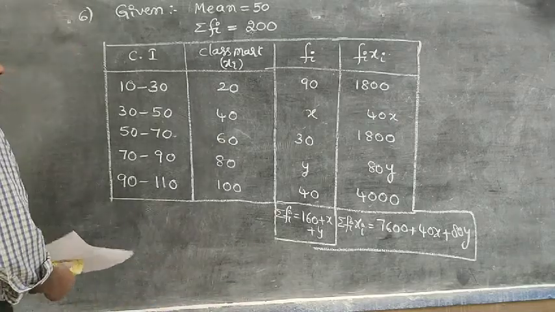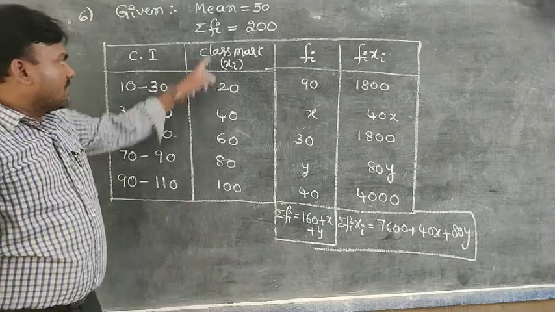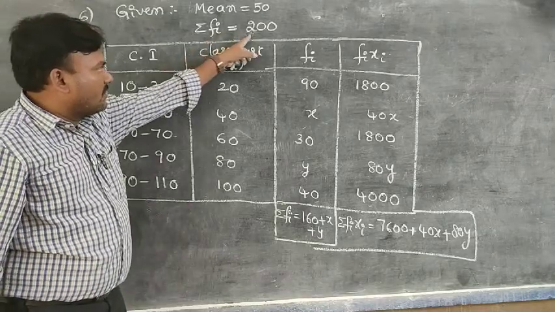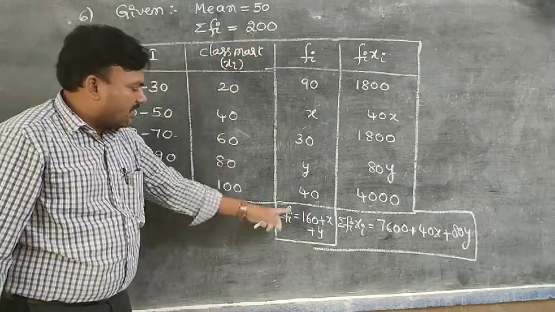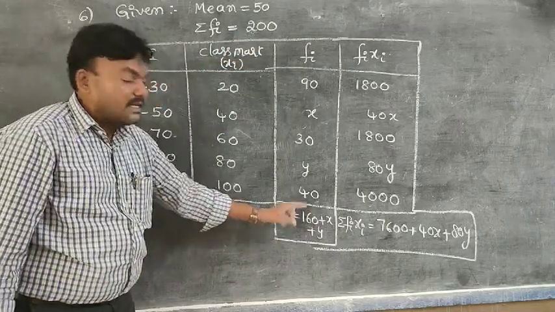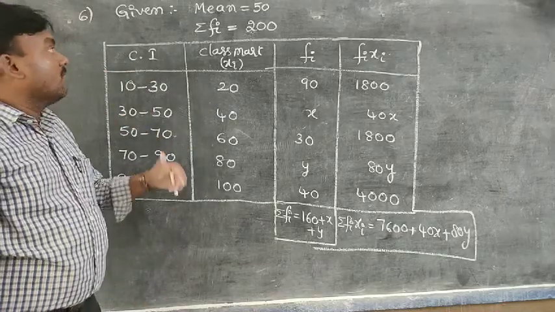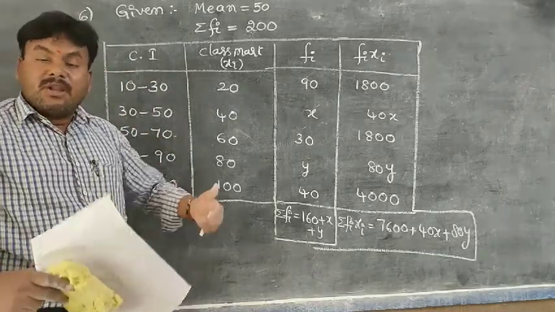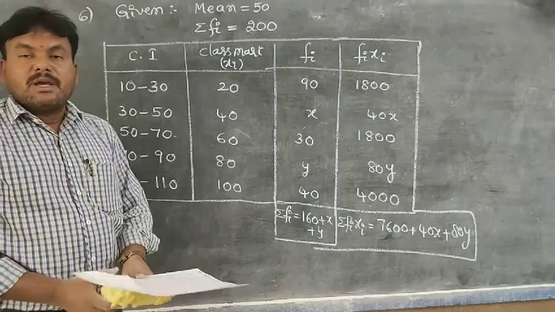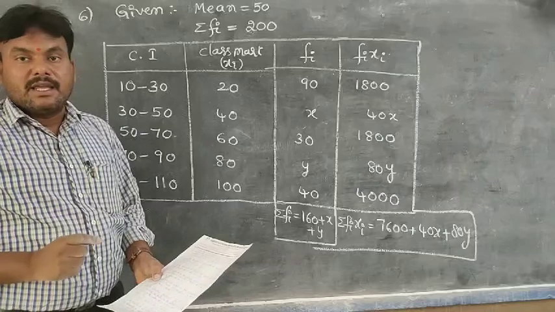Right, students. Next, how to find the x and y? Observe. So here, summation Fi value is given according to the problem. From the table also we find summation Fi value. By equating both values, we can get x plus y one equation. And also, by using mean formula, we frame the second equation. By solving both the first and second equations, we can get the result easily.